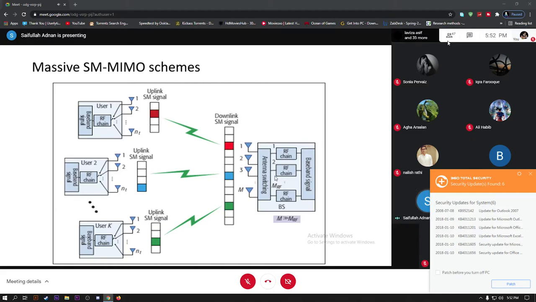Usually in a spatial multiplexing system, if you notice that on the receiver side, there are 1, 2 up to MRF RF chains. Similarly, if we use the MIMO system at the user side, it has several RF chains. But the SM technology only uses one RF chain, which decreases the cost, because an RF chain requires hardware cost, electronic material.